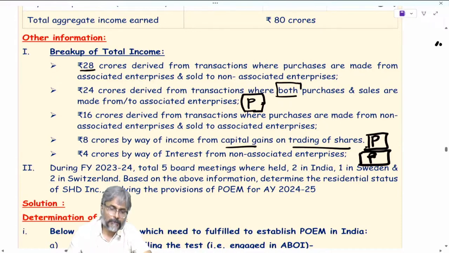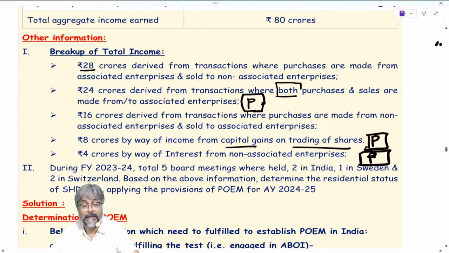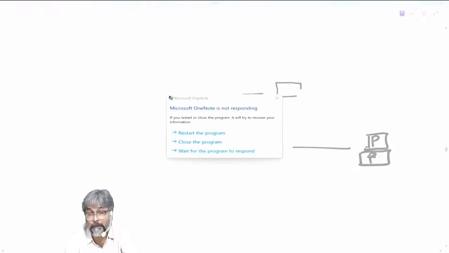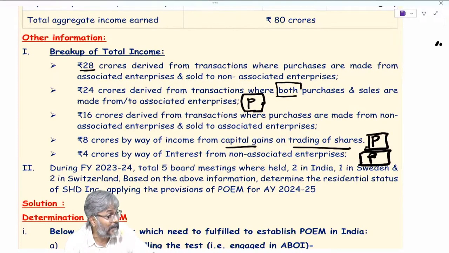Passive income is 36, students, against the aggregate of 80. And therefore we will conclude what? The passive income is less than 50% of what? Passive income is less than 50% of the total income.